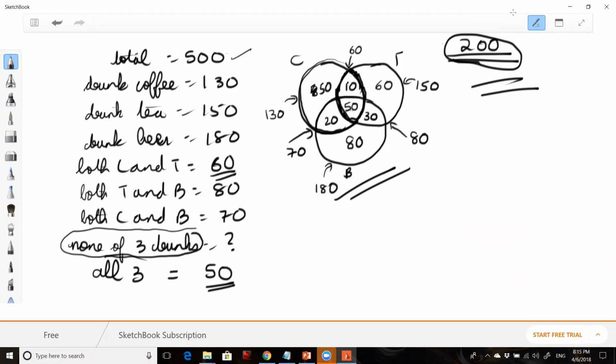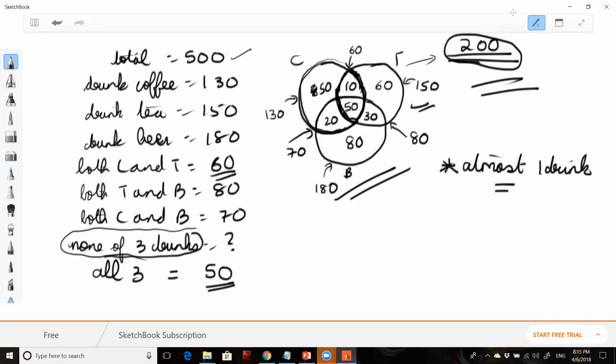Okay. So I'm going to change the question slightly here. Let's keep the same Venn diagram, but the question that I'm going to ask you is going to be different. Suppose this entire Venn diagram held good. We have all the regions given to us. But I ask you now in the question, how many students drink at most one drink?